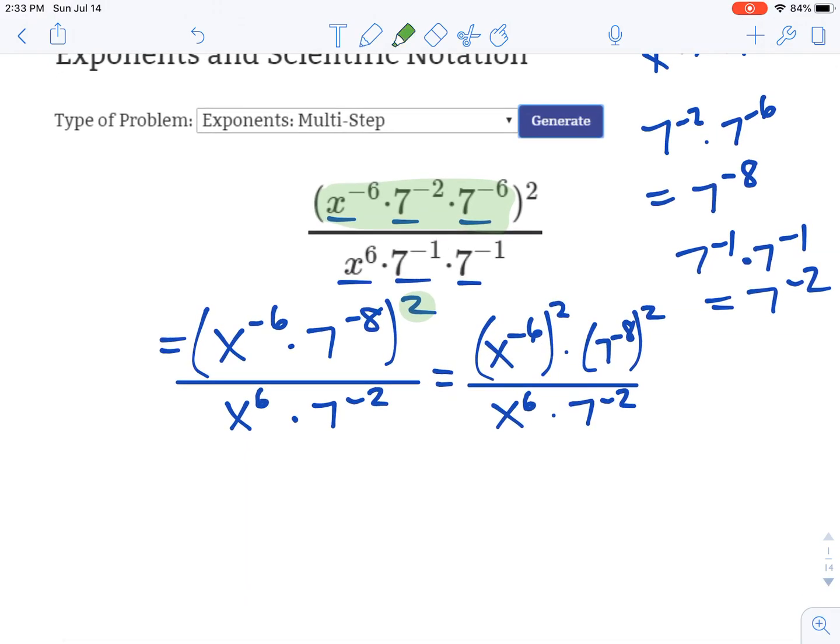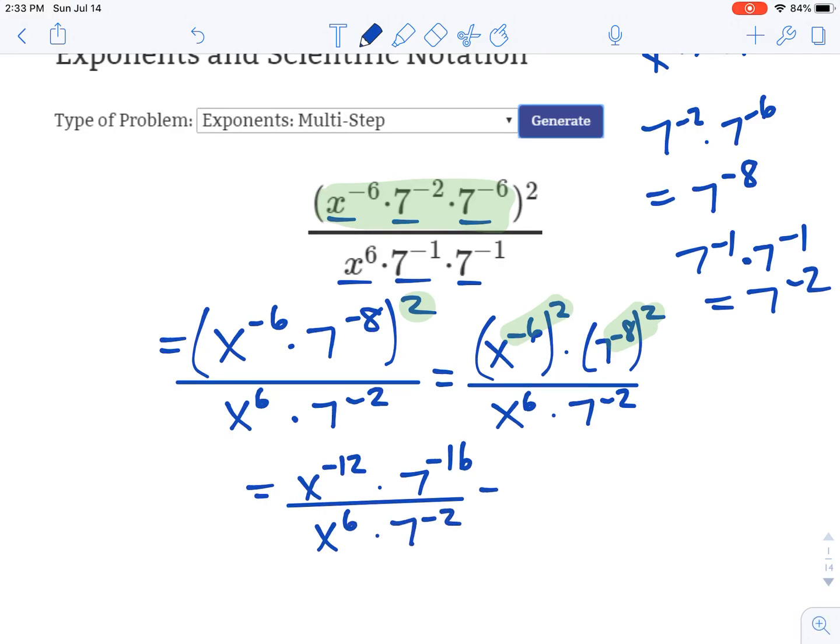So when we have power to a power, we actually multiply those exponents. That's the rule for power to a power. So this would be x to the negative 12th times y to the negative 16th. Well, I called it a y. 7 to the negative 16th. All over x to the 6 times 7 to the negative 2.